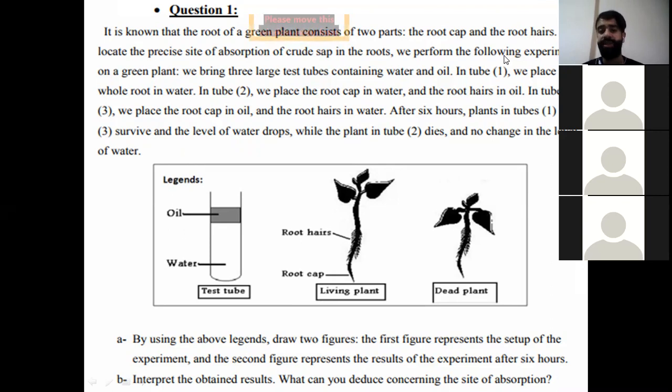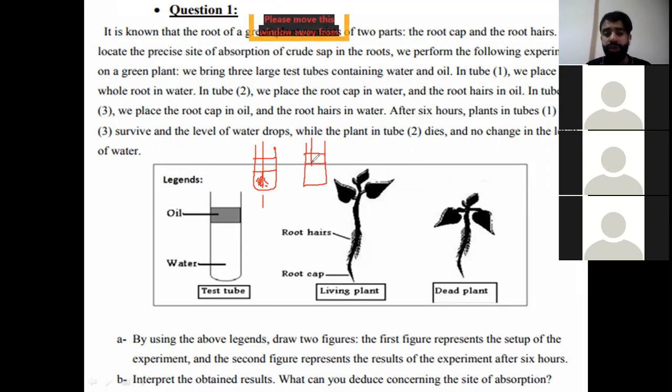We performed the experiment. We bring 3 large test tubes containing water and oil. So all the tubes contain water and oil. In tube 1, what did they do? They have water and oil. So in tube 1, we placed the whole root of the plant in water. So the whole root, the root hairs and the root cap, are placed in water. So this is tube 1. In tube 2, we place the root cap in water and the root hair is placed in what?